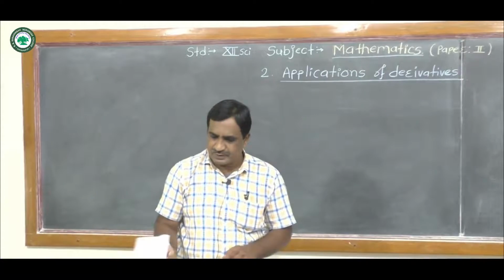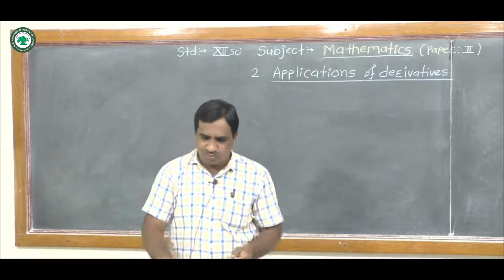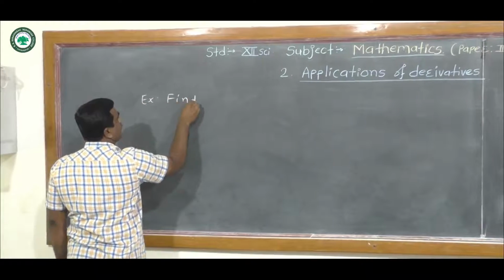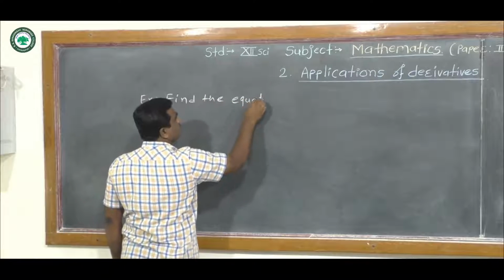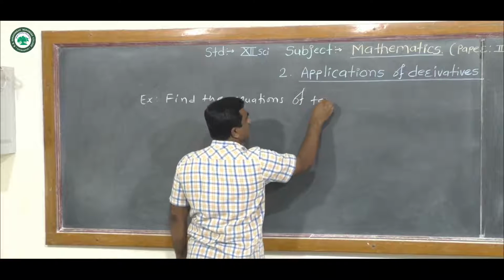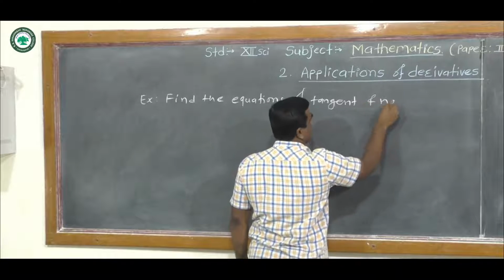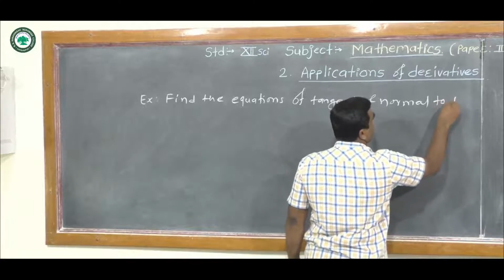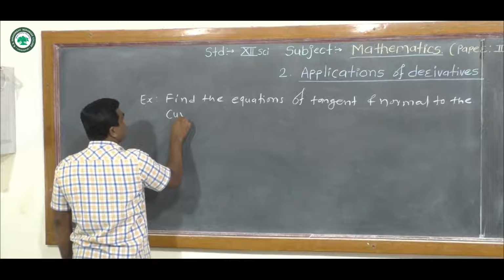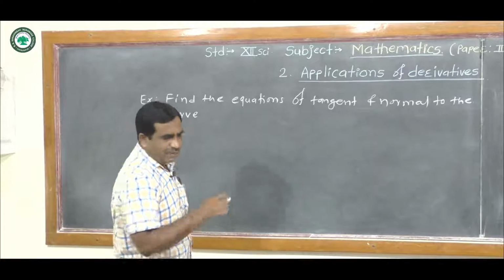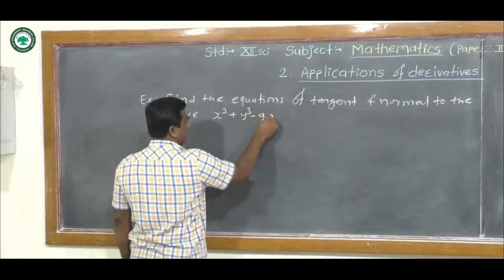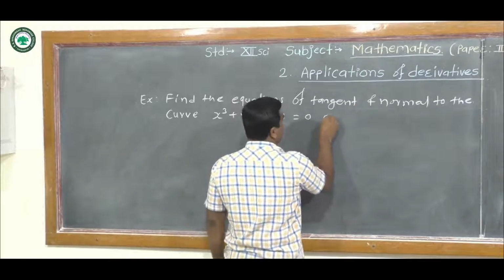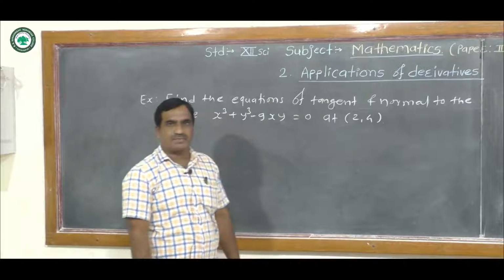Now the first example is: find the equations of tangent and normal to the curve x cube plus y cube minus 9xy equal to 0 at point (2, 4). Now we see the answer for this example.